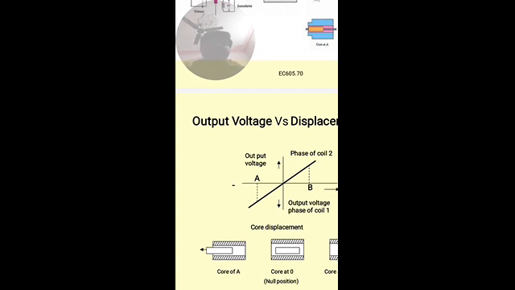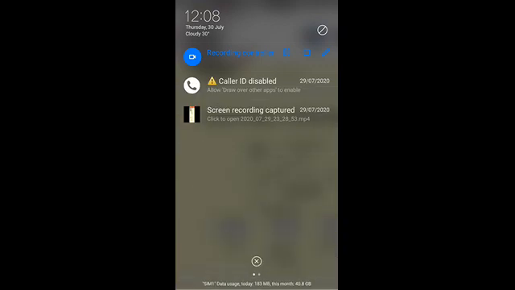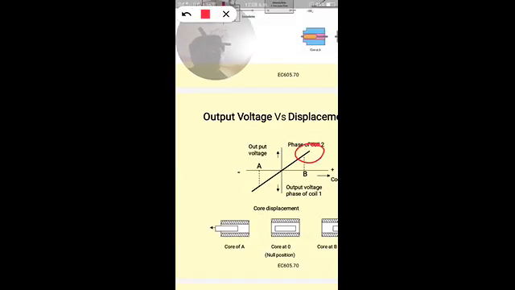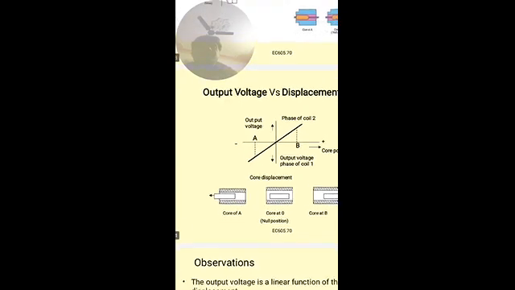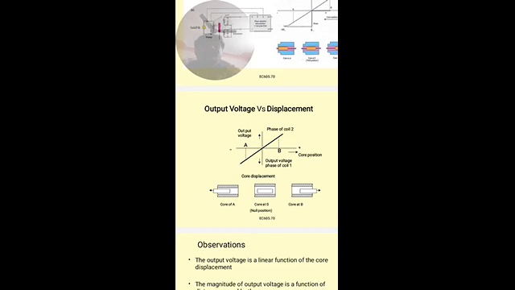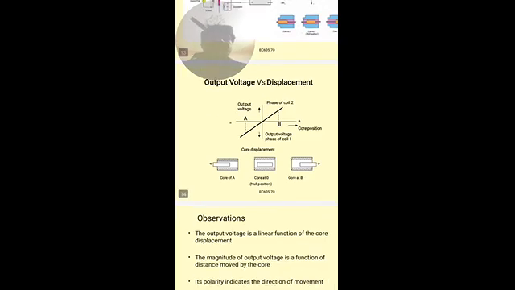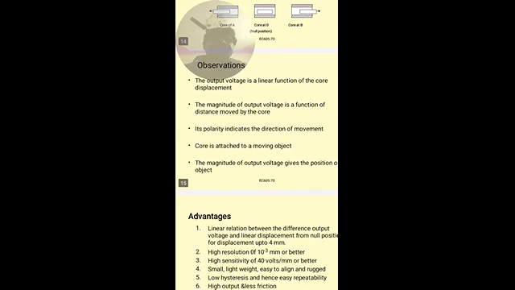This is the phase of coil S2, and this is the phase of coil S1. Observations: the output voltage is a linear function of the core displacement.